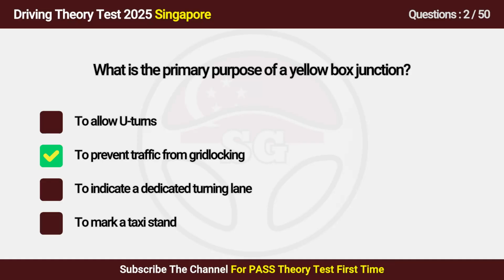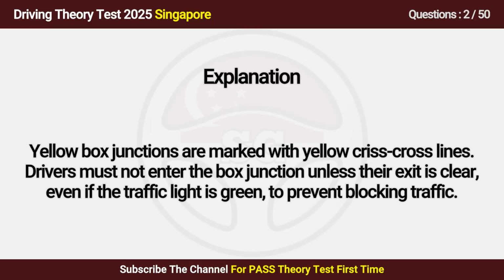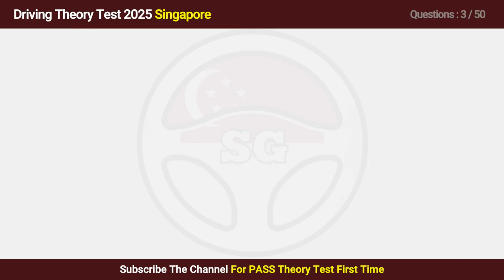Answer is B. To prevent traffic from gridlocking. Yellow box junctions are marked with yellow lines. Drivers must not enter the box junction unless their exit is clear, even if the traffic light is green, to prevent blocking traffic.